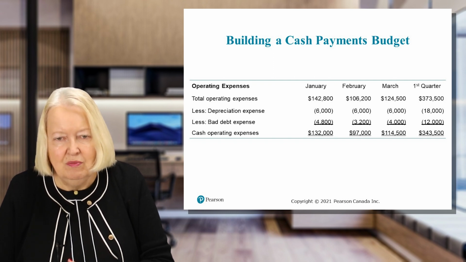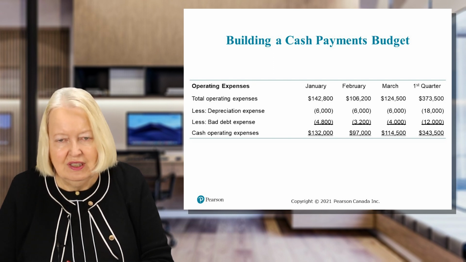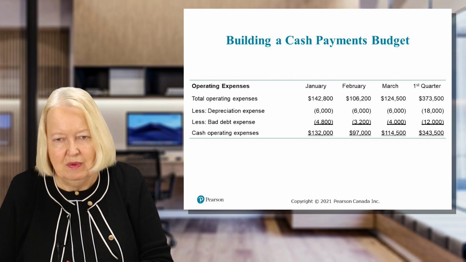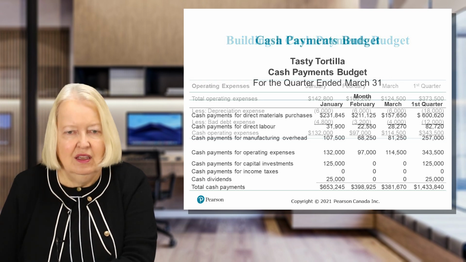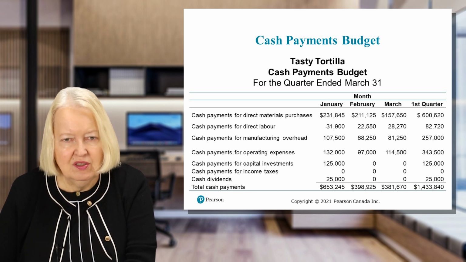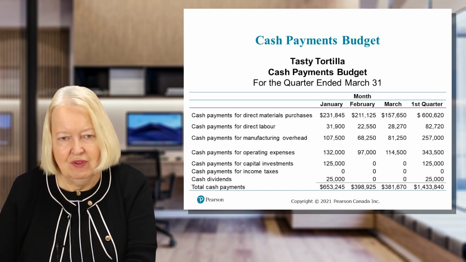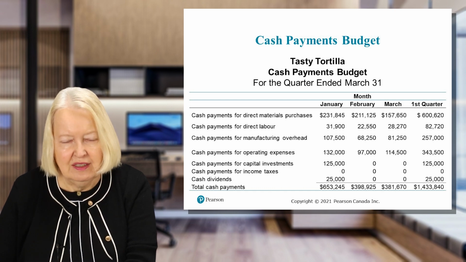So you'd remove the non-cash items. So now for your operating expenses on a cash basis, that will be 132,800. And again, just complete the same process for the subsequent months. When we look at this in total, we look at all of the cash payments. So we've calculated the cash that you need for your direct materials, the cash for labor, and the cash for overhead, and the cash for operating expenses.